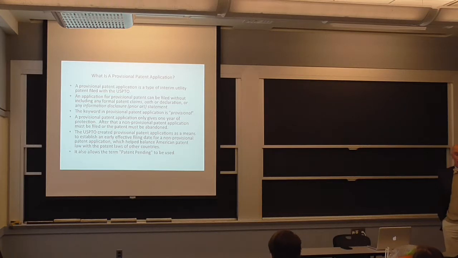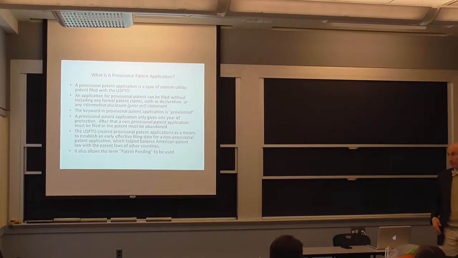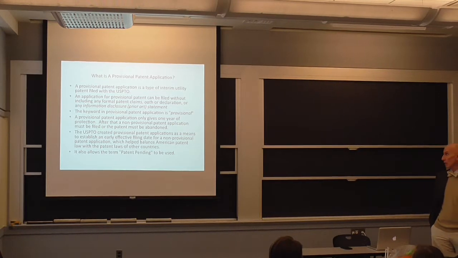So, what is a provisional patent application? I told you to go out and file one. What good is that advice unless I tell you what it is? A provisional patent application is a type of interim utility patent filed with the USPTO. An application for provisional patent can be filed without including any formal patent claims, oath, or declaration, or any information disclosure or prior art statement. The key word in provisional patent application is provisional. A provisional patent application only gives 1 year of protection.